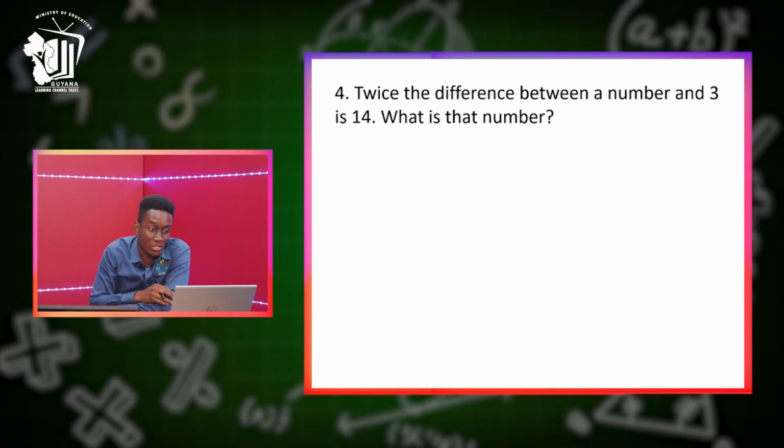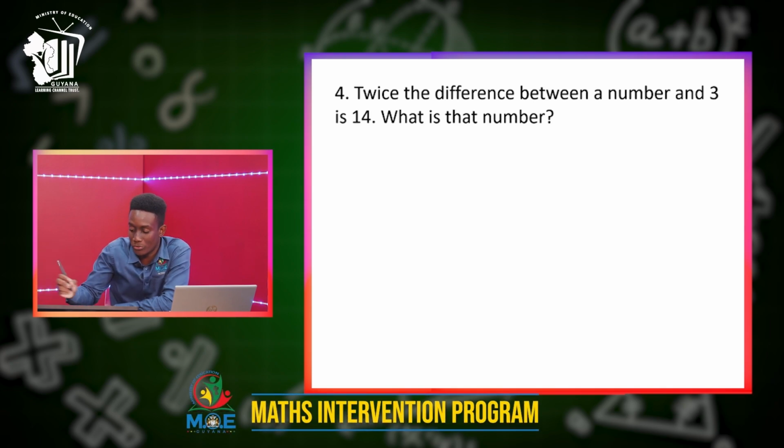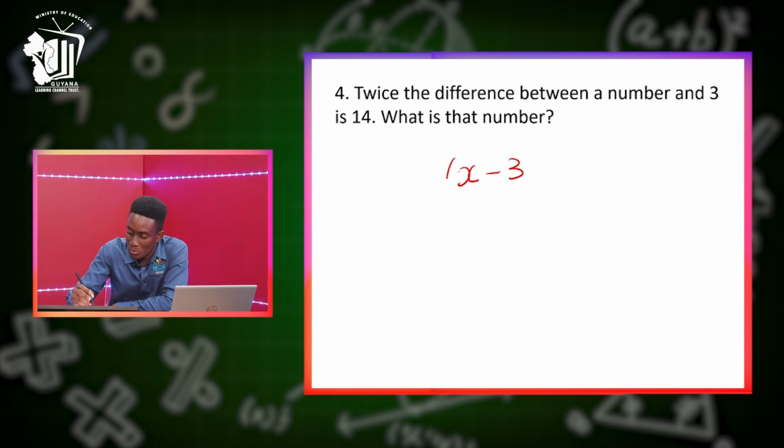Twice the difference between a number and 3 is 14. What is that number? So it's twice the difference between this number and 3. So let's identify the difference between a number and 3. We don't know what that number is, so let's say that number is x, subtract 3, and it says twice this. So when we finish subtracting this, we multiply this by 2. We multiply everything by 2 because it's twice the difference. Is equal to 14. What is that number?